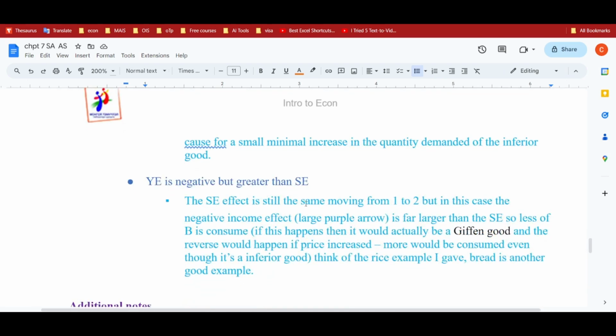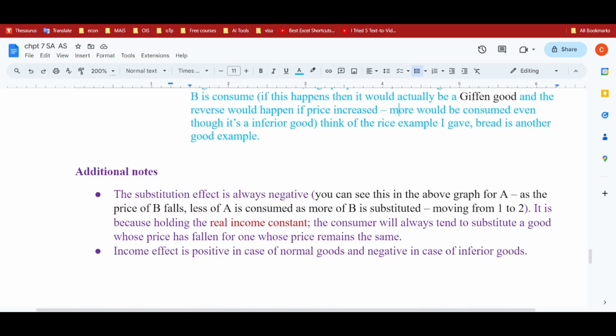The SE effect is still the same, moving from 1 to 2, but in this case, the negative income effect, the large purple arrow, is far larger than the SE, so less of B is consumed. If this happens, then it would actually be a Giffen good, and the reverse would happen if price increases. More would be consumed even though it's an inferior good. Think of the rice example I gave. Bread is another good example.